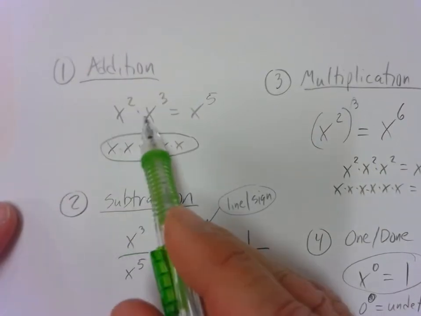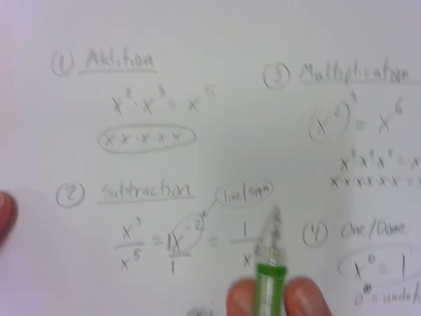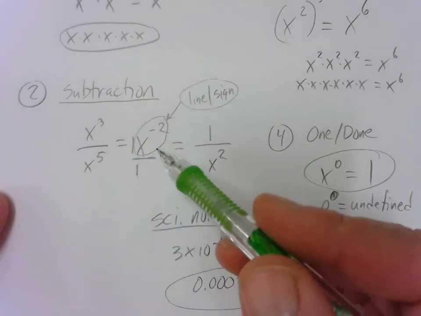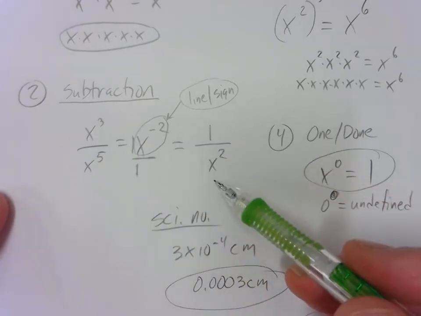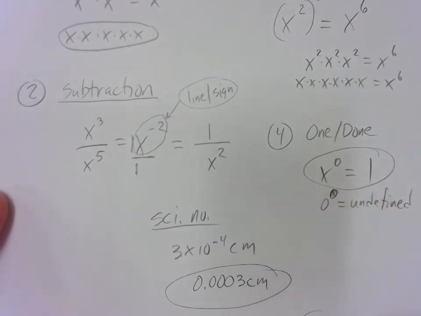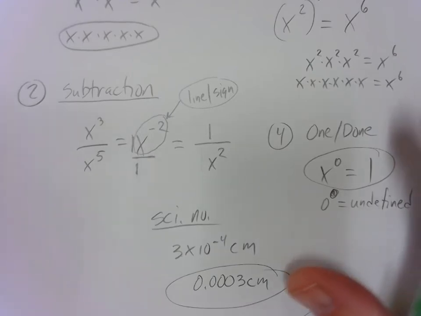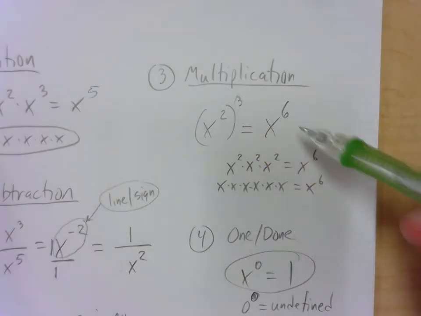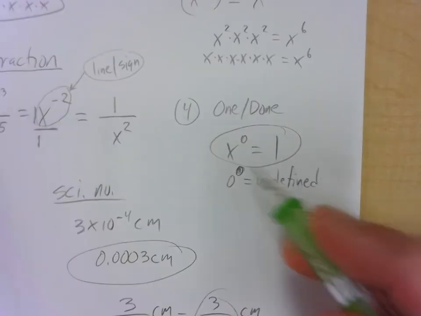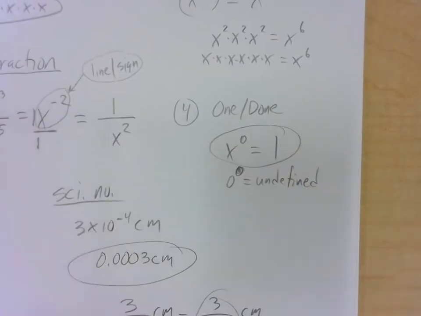So here's the 4 main rules again. When you multiply like bases, you add the exponents. When you divide like bases, you subtract the exponents. If you get a negative exponent, throw it on the top or bottom, switch it between the two levels of the fraction, and you change the sign across the line. Multiplication, when you have an exponent raised to an exponent, you multiply. And the one and done rule, anything to the 0 power is 1.